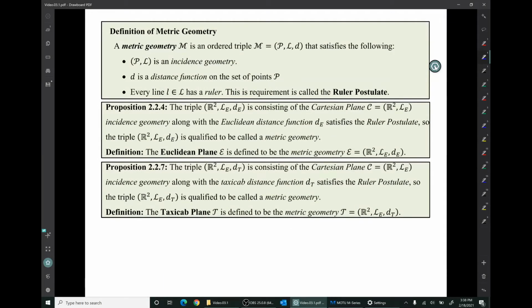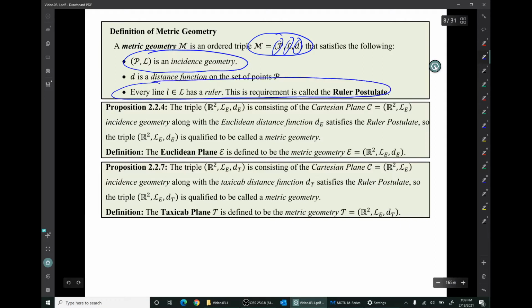We had a definition of metric geometry in Chapter 2. A metric geometry is a triple: a set of points, a set of lines, and a distance function. The set of points and lines has to qualify to be called an incidence geometry, and furthermore, the triple has to satisfy this requirement, that every line has a ruler. That's called the ruler postulate.